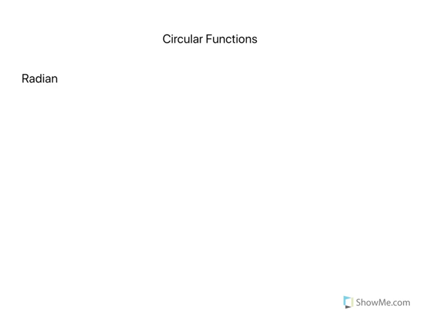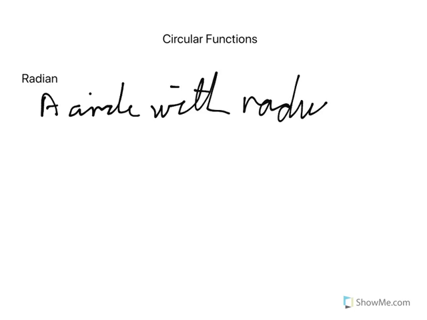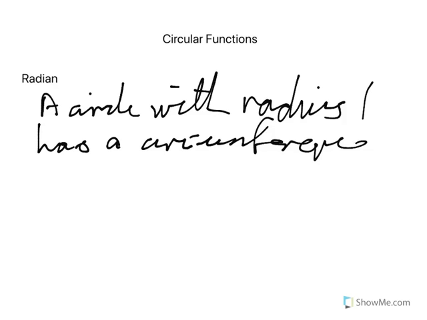Okay, our next topic area is the circular functions. It's similar to what we've done last year, and we're extending some of the stuff. So first of all, radian, just a reminder that a circle with radius 1 has a circumference of 2 pi radians.